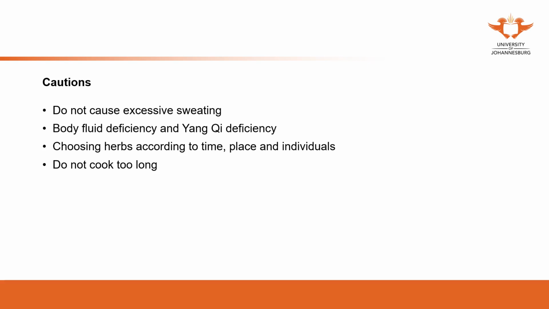And also, do not cook too long. All these exterior-releasing herbs, most of them, actually all of them, are fragrant. So for fragrant herbs, we shouldn't cook too long. If you cook for a long period, the fragrance will disappear, so you actually reduce the efficacy. So these four aspects are something you need to think about. You need to be careful when you write the prescription, as well as when you tell the patient what to do and what not to do.